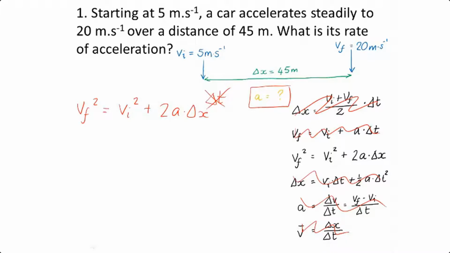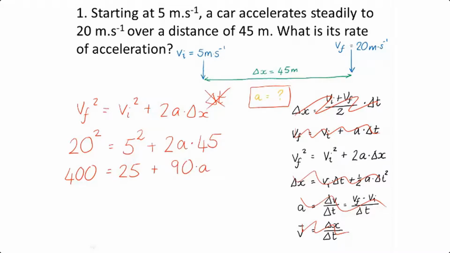Now we substitute values into that using our picture to help us. The final velocity is 20 meters per second. Remember to square that. The initial velocity was 5 meters per second. Again, remember to square it. Plus 2. Acceleration is what we're required to find out, so we just write a. Delta x is 45 meters. 20 squared is 400. 5 squared is 25. 2 times 45 is 90a.